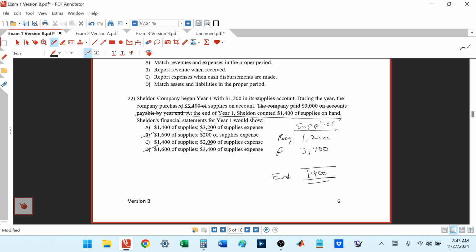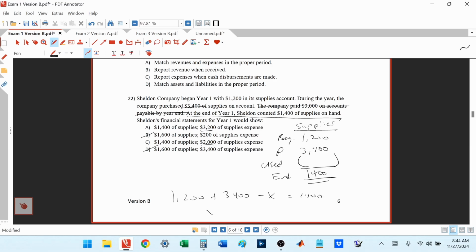So $1,200 plus $3,400 doesn't equal $1,400, which means we must have used some supplies this period. We must have subtracted from the supplies account. So what dollar value did we use? We're just left with solving this equation: $1,200 plus $3,400 minus X equals $1,400.